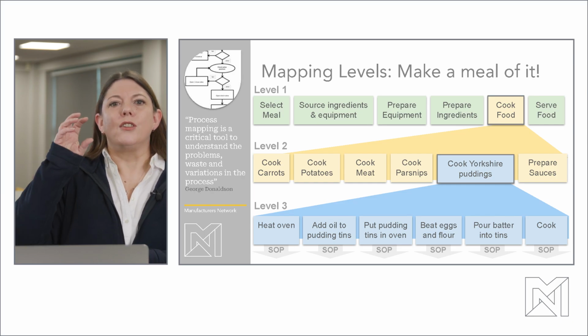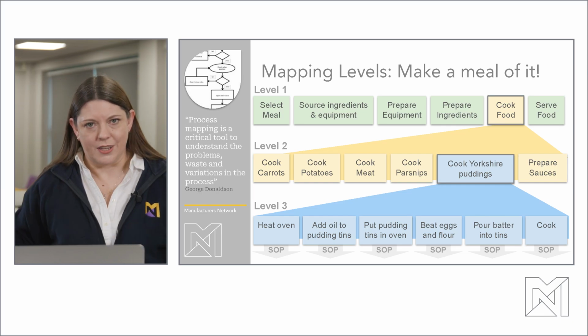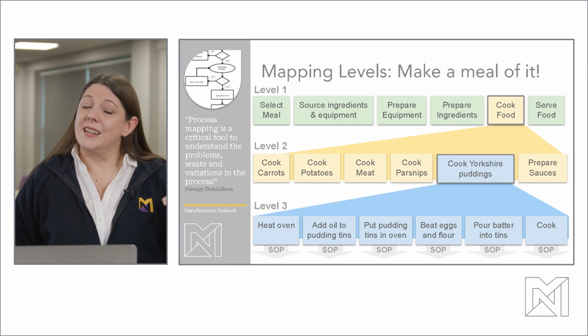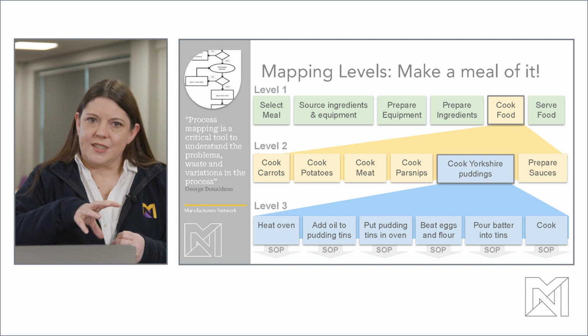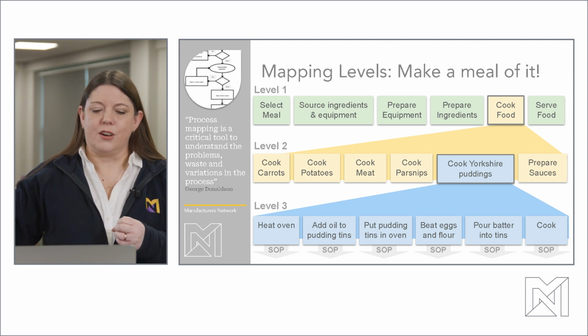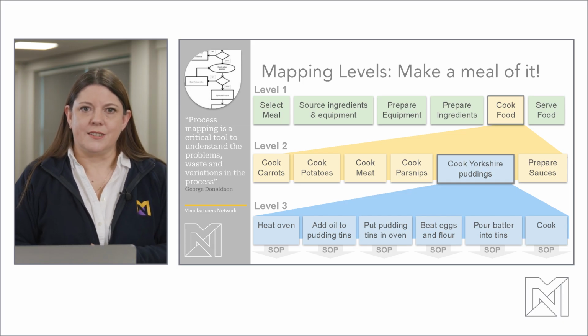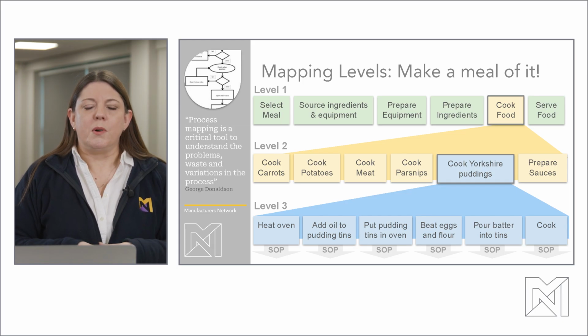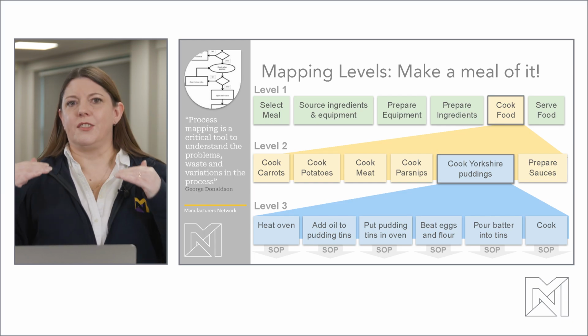So, okay, we can take Yorkshire puddings as a process step and break that down further. And at this point, we get into level 3 in this process. So we're looking at the process steps it takes to make a Yorkshire pudding. Heating the oven, beating the eggs and the flour, and all the rest you can read there. But what we do with process mapping is we try not to go too much further than that.